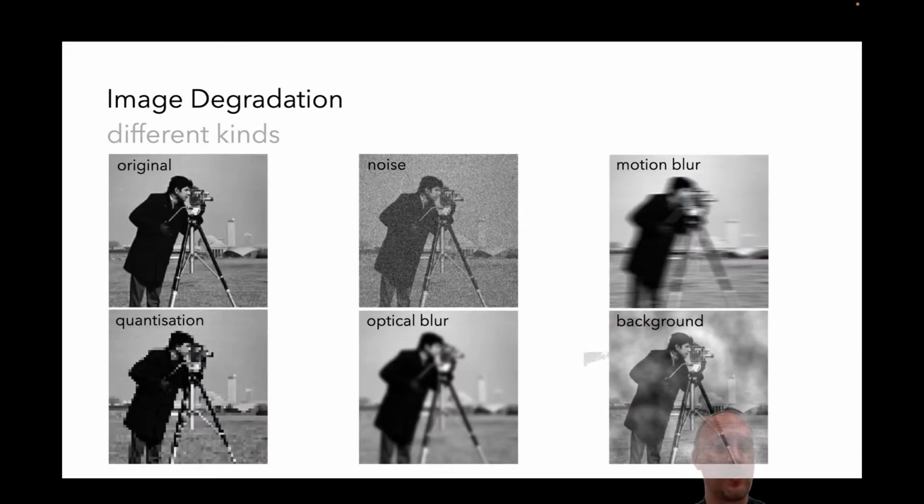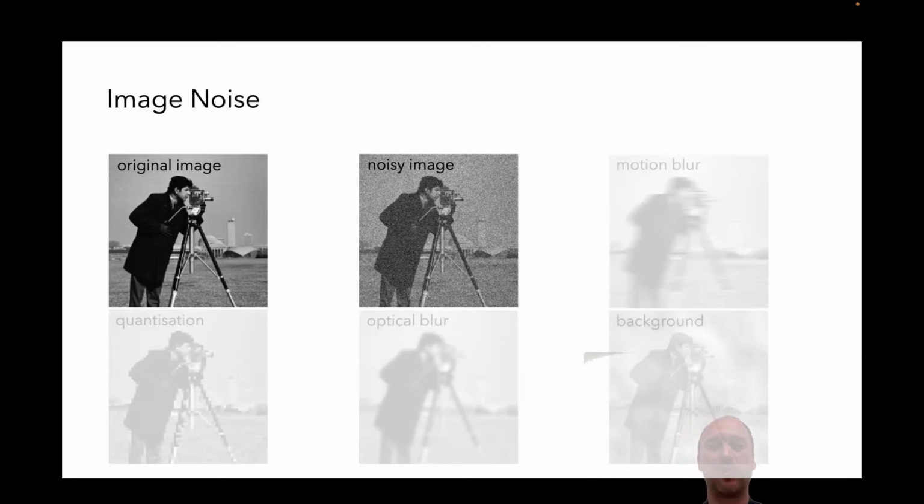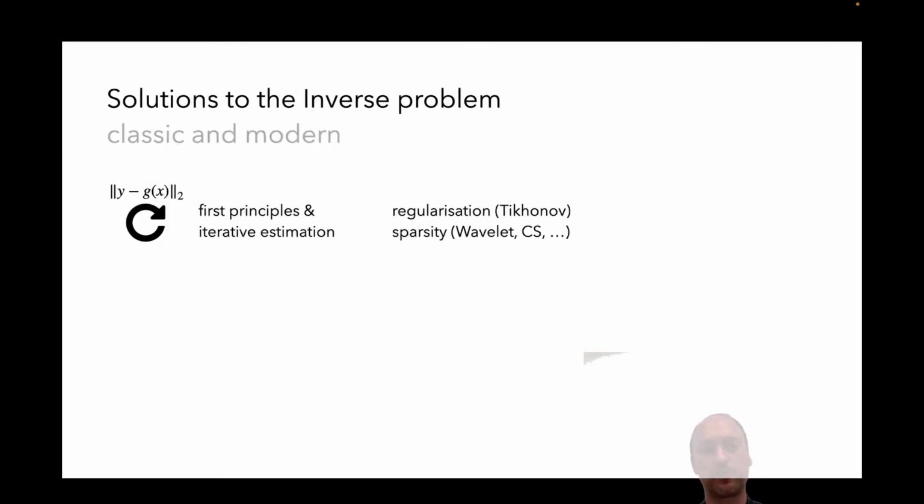And so, there's not just noise. I just want to point out, there's not just noise as a potential degradation of an image. You have also motion blur, quantization, optical blur, all sorts of blurs, backgrounds that are superimposed on your images. But again, for the purpose of this talk, I will focus on noise. But I just wanted to point out that the inverse problem topic is really something that can be applied to many different kinds of degradations of images.